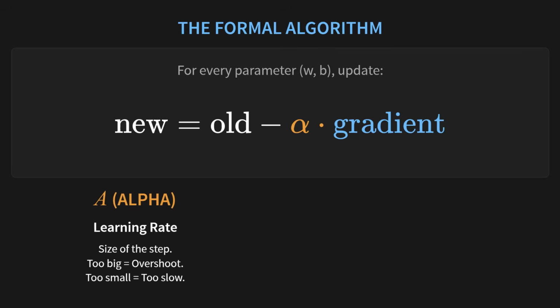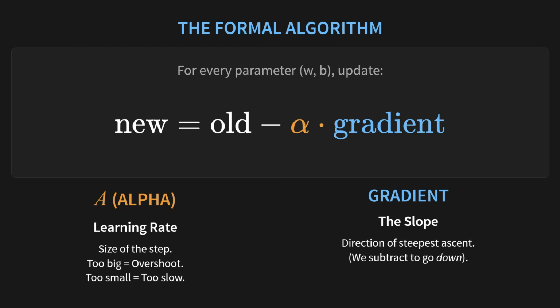If you take steps that are too big, you might jump right over the bottom of the valley and end up on the other side. But if your steps are too small, it could take you forever to get there. The second part is the gradient. This is the slope. It tells us the direction of the steepest ascent, the steepest way up the hill. That's why we subtract it. We want to go down.